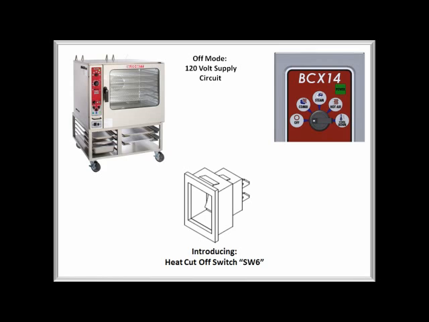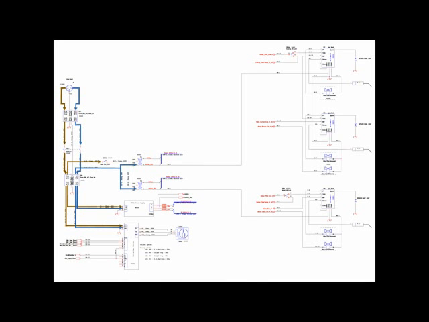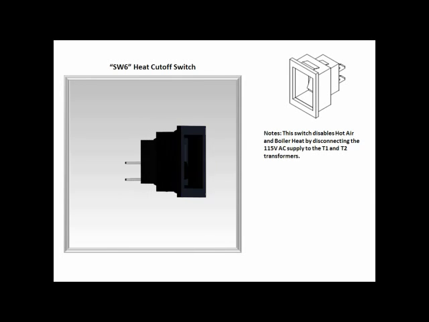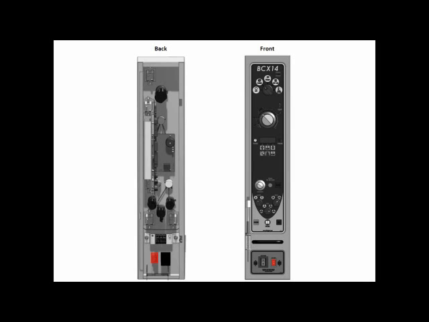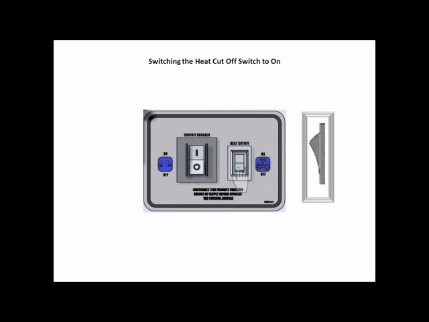The heat cutoff switch is to the right of the circuit breaker on the control panel. It interrupts the power to transformers 1 and 2. On the diagram, it is referred to as SW6. Looking at the rear of the control panel, the heat cutoff switch is on the bottom on the left. It must be on for the hot air or boiler heat functions.